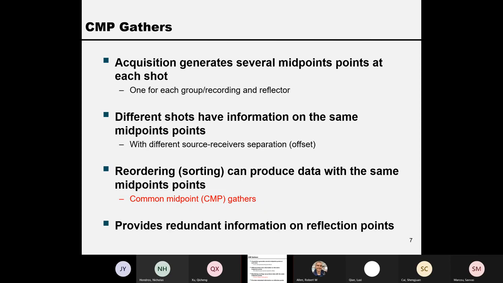So you put all traces belonging to the same midpoint into a single gather, the so-called CMP gather. But again, they provide redundant information on reflection points, right? So that reflection point, remember, we assume the subsurface is an absolutely flat horizontal structure. Otherwise, we'll do extra things.